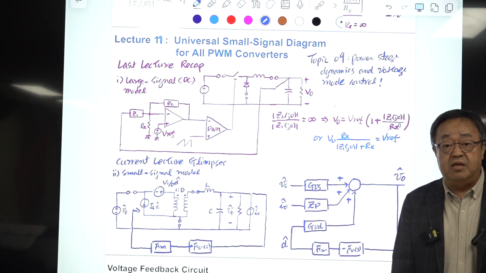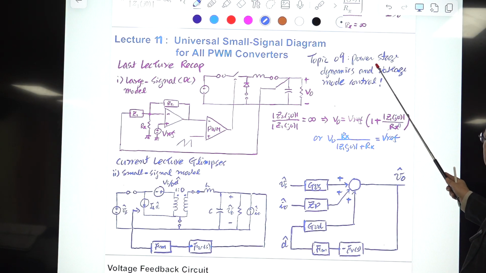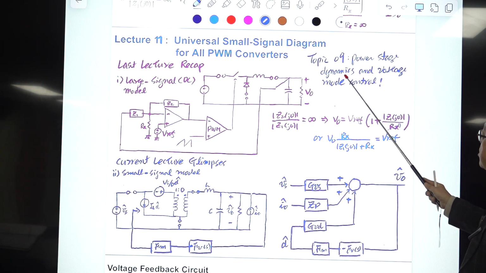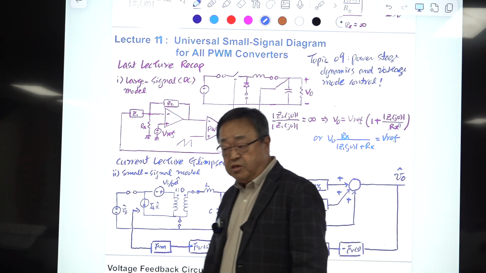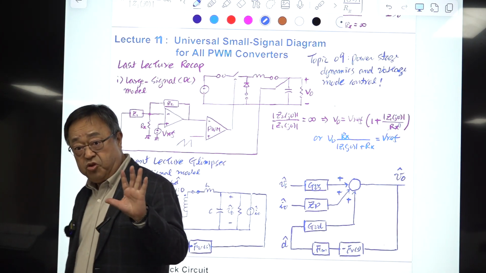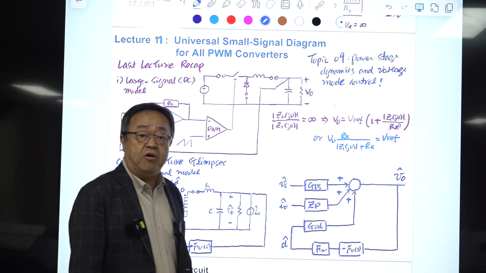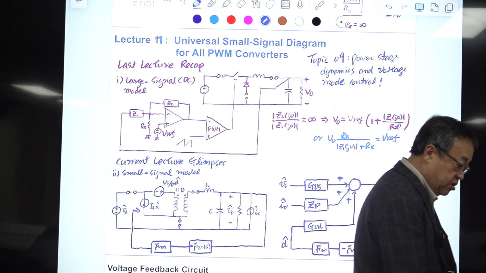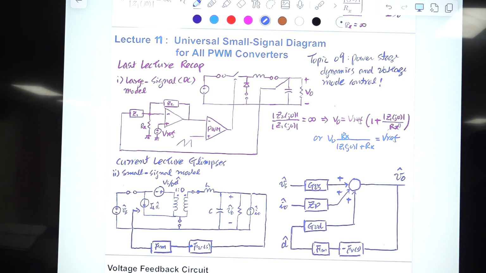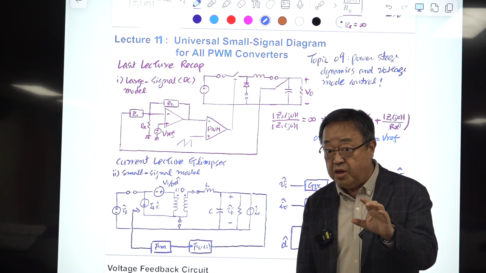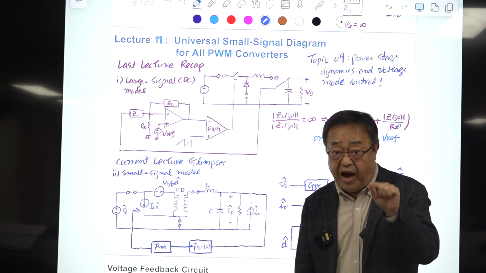Then next we investigate the power stage dynamics. This is rather easy because we already have the small signal model, which is linear time invariant. Just simple circuit analysis will show all the details of the power stage dynamics, and we can apply the frequency response concept and the Bode technique. One important topic is the RHP zero. The RHP zero occurs in all the PWM converters except buck and buck-derived isolated converters. Other than that, all the converters have an RHP zero.